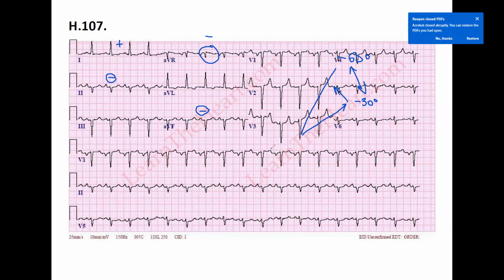Okay, go on. What else? The QRS duration. Next one, the morphology of the P wave, PR interval. Morphology of P wave, PR. Okay.